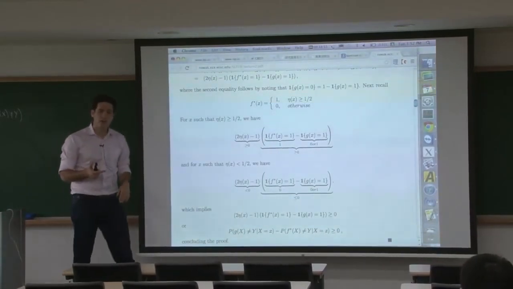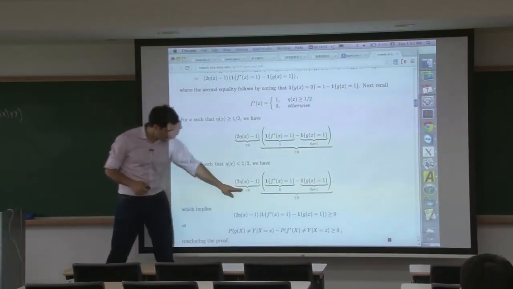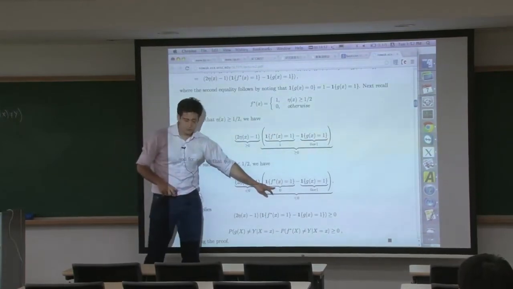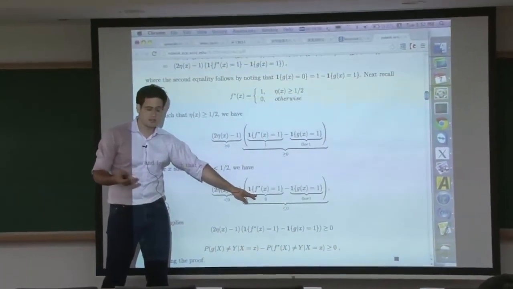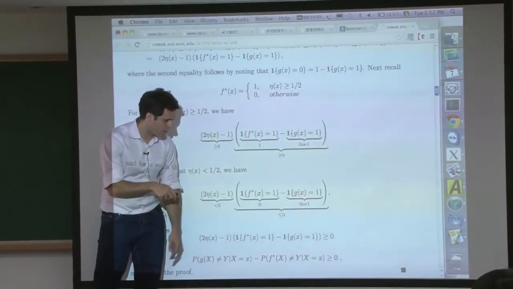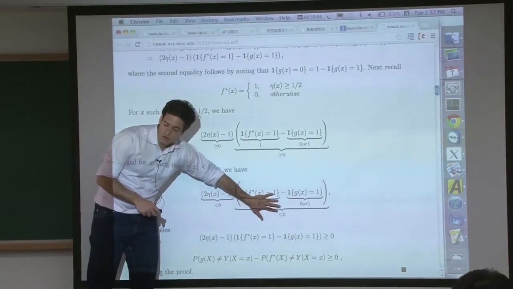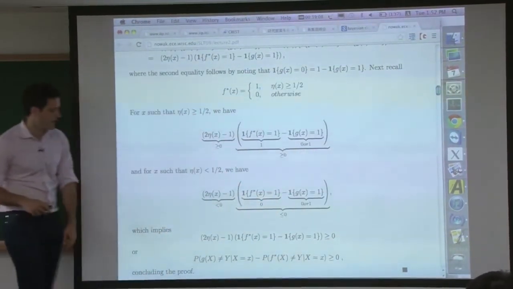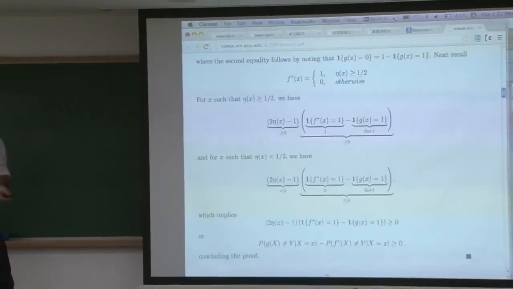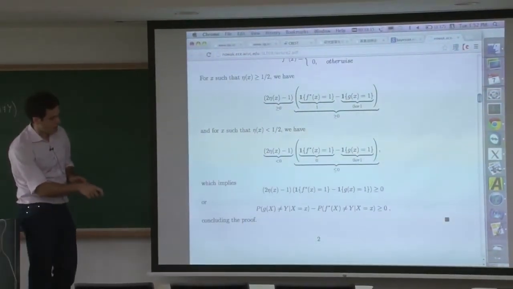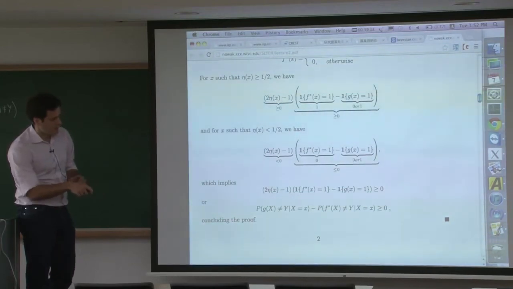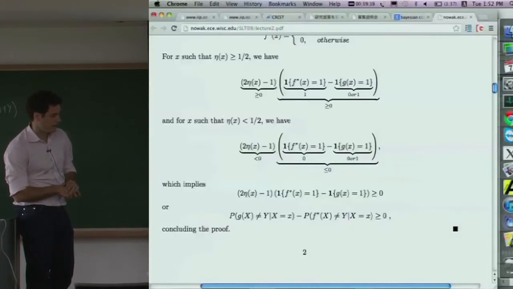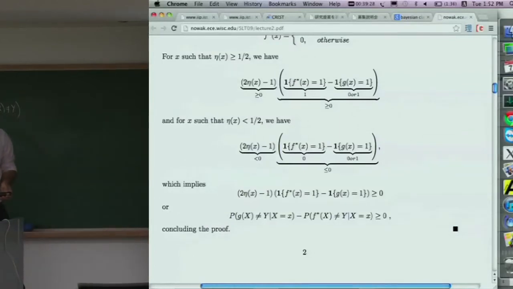If on the other hand eta of x is smaller than 1/2, this is negative. This can only be 0, because the Bayes classifier will output a 0. And this, again, can only be minus 0 or minus 1. So this is negative times negative, which is non-negative. Okay? So in both cases, the integrand here is non-negative, so when you sum it up you get a non-negative quantity.